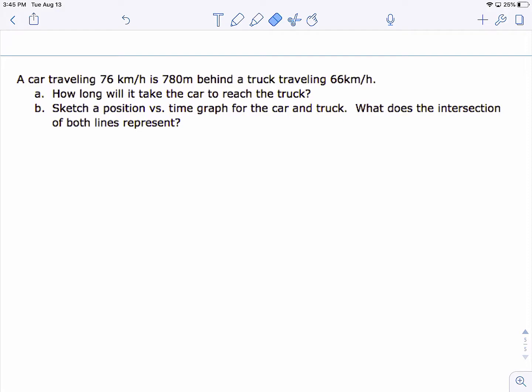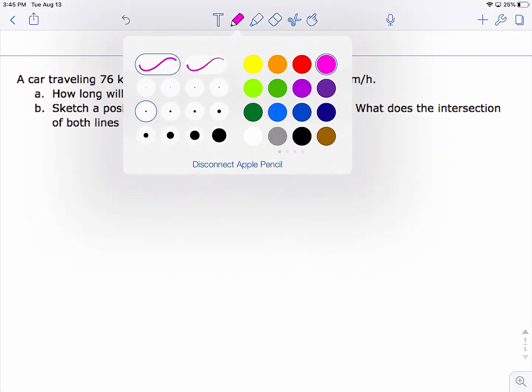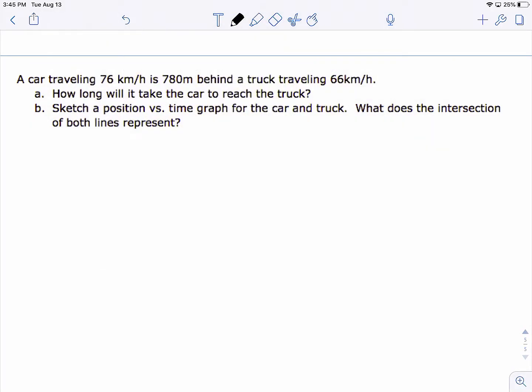So we have a car traveling at 76 kilometers per hour and it's 780 meters behind a truck that's traveling at 66 kilometers per hour. So I'm going to start off by drawing a picture, and we want to know how long will it take the car to reach the truck. So here's the car, and we can say that its initial position is 0, and we know that it's traveling with a velocity of 76 kilometers per hour.